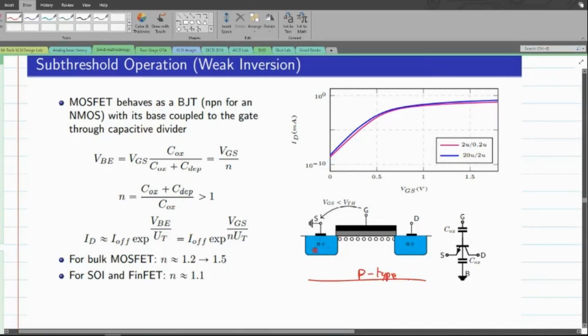Now clearly there exists an N-type material for the source, then a P-type material along the substrate, and again an N-type material for the drain. So clearly this is a kind of BJT, an NPN transistor that I can see between the source and the drain. The base of this BJT is connected to the gate terminal of our MOSFET.